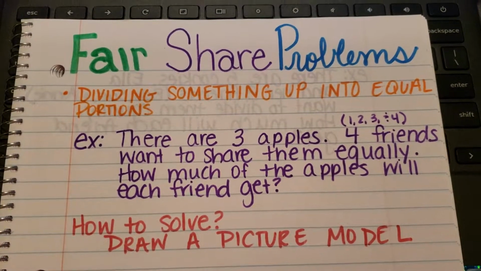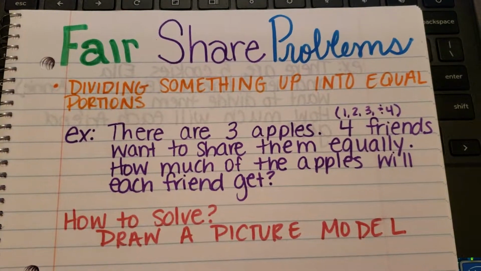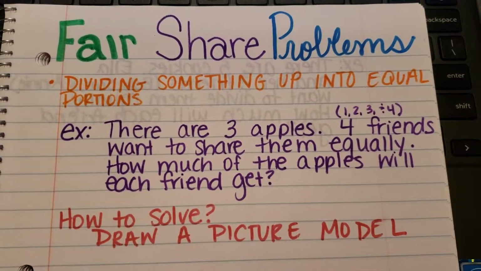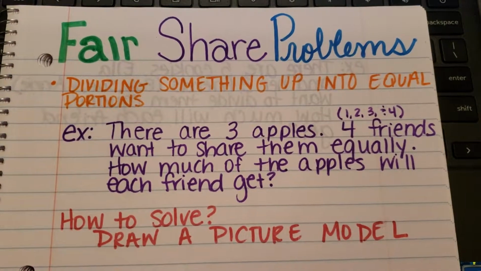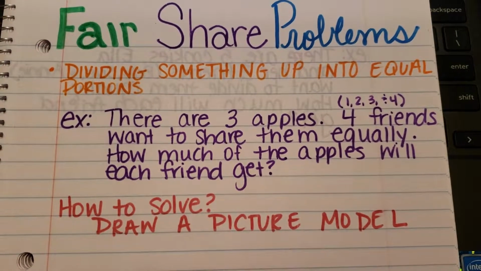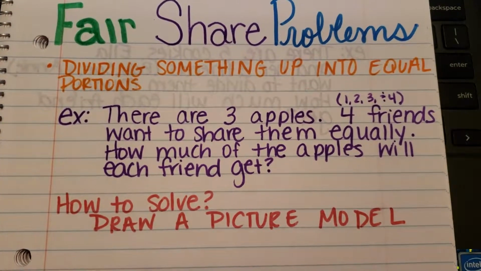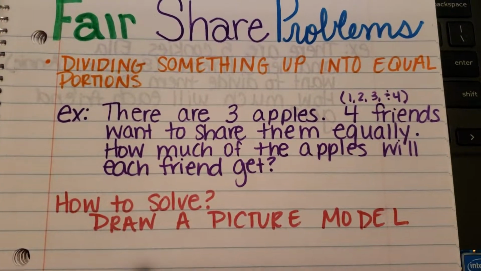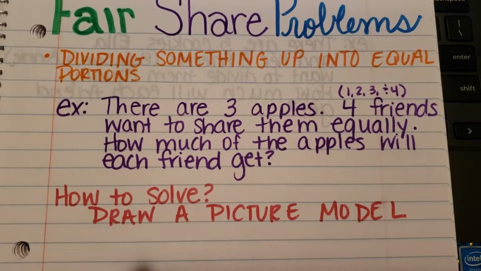So like I said, fair share problems are when we want to divide something up into equal portions. For example, if there are 3 apples and 4 friends, we'll call them 1, 2, 3, and 4. I know, super creative, right? And they want to share those apples equally. How much of the apples will each friend get?